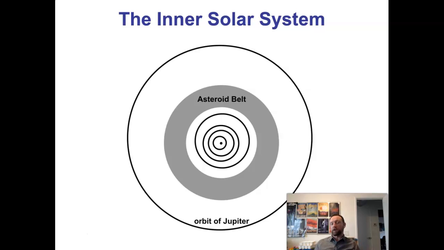If I draw a cartoon to show you a map of the solar system, here are the orbits of Mercury, Venus, Earth, Mars, all orbiting close to the Sun. Fast orbital velocities, short orbital periods. Once you get out past the orbit of Mars, you're immediately into the asteroid belt. Not all of the asteroids in the solar system live in the asteroid belt, but most of them do. Several 100,000 of them. And then right out past the asteroid belt, you're out into the orbit of Jupiter.